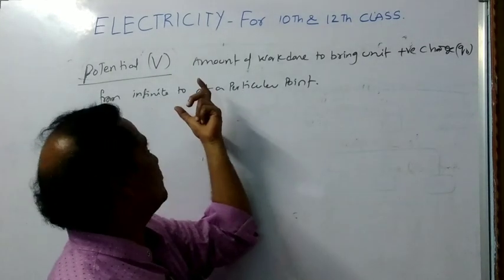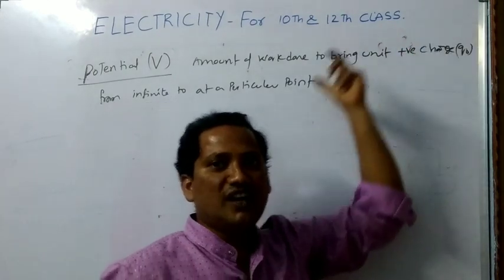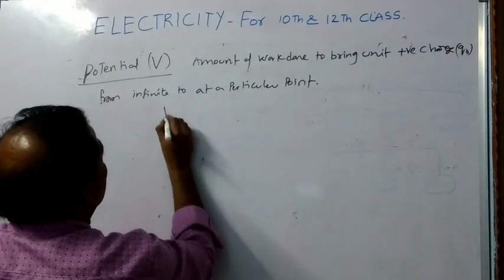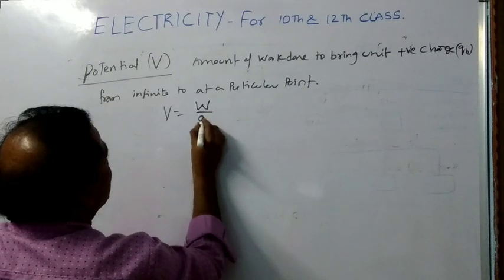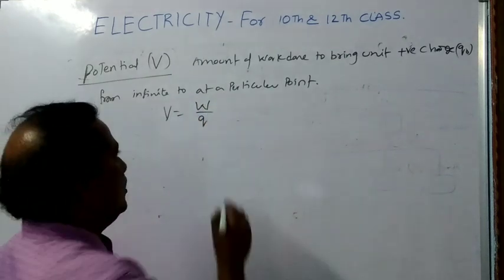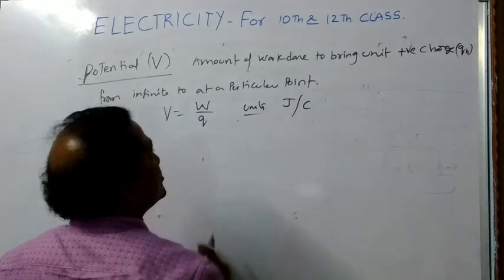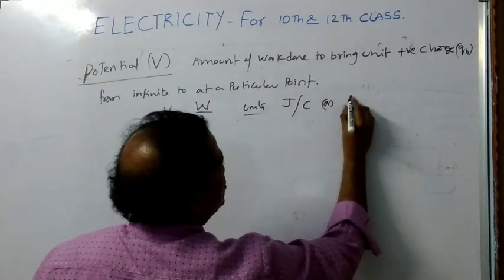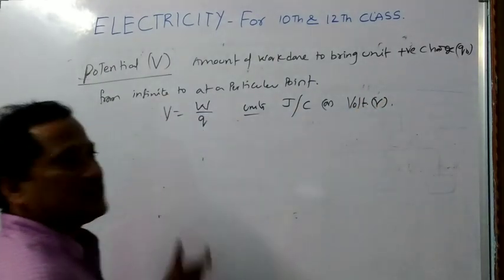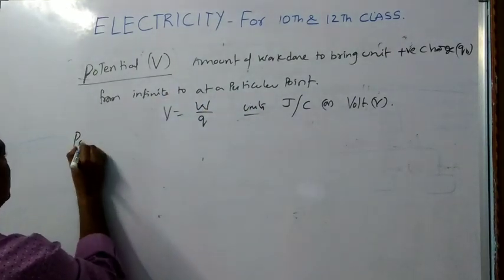Now, the definition of potential is the amount of work done to bring the unit positive charge from infinity to a particular point. You can write it mathematically: V is equal to W by Q. This is the formula for the potential. The units are, as usual, work means joules, charge means coulombs, so joule per coulomb. Another unit for this potential is the volt, or simply V. This is the definition of potential. Now, from this, we can observe another definition, that is potential difference.